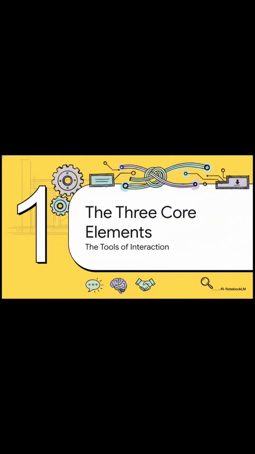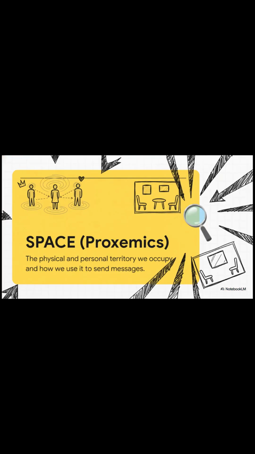Okay, so what are the tools we're using to build this thing? It turns out every interaction, whether you realize it or not, is put together using three fundamental elements. Let's break them down. First up is space, or what researchers have a fancy name for, proxemics. Now, this isn't just about how close you stand to somebody. It's about the territory we claim.